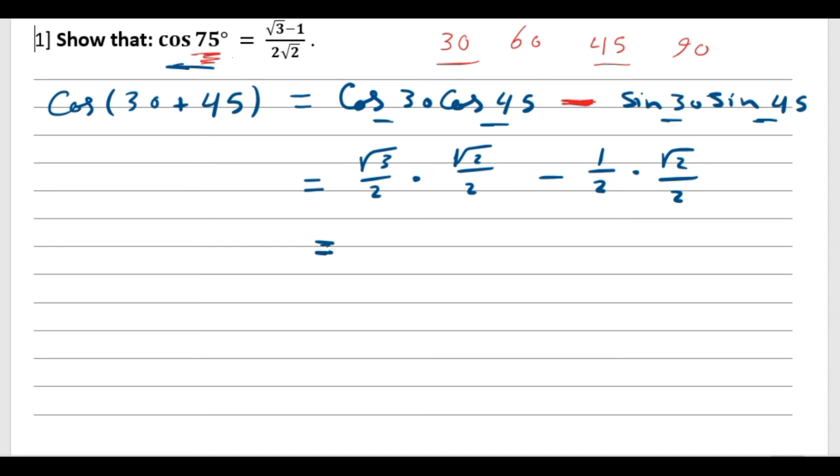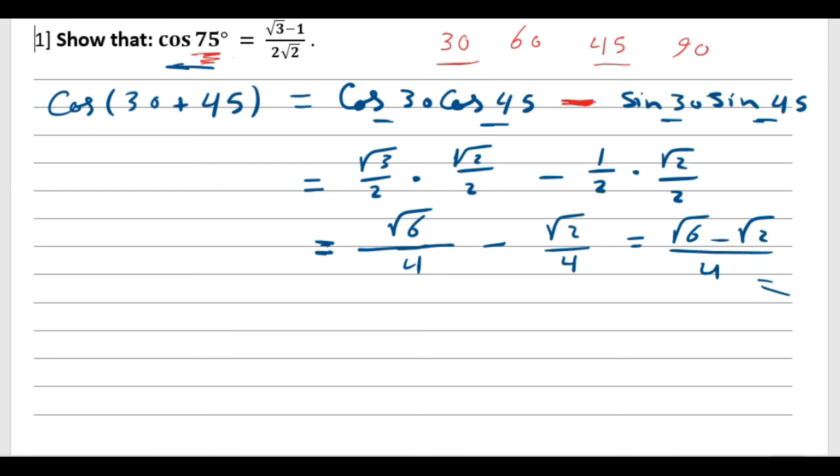Here these are simple calculations, multiplying fractions, adding and subtracting fractions, and we'll use the rules of roots. Root 3 multiplied by root 2 equals root 6. 2 multiplied by 2 equals 4. Minus root 2 over 4 equals root 6 minus root 2 over 4.